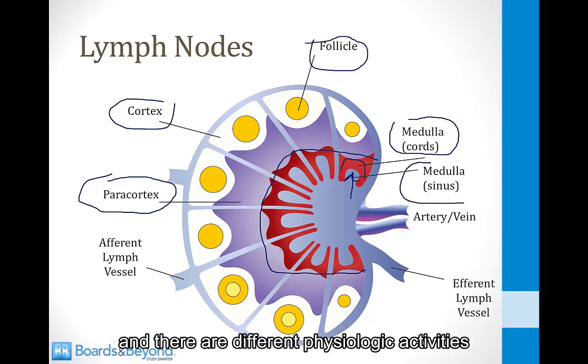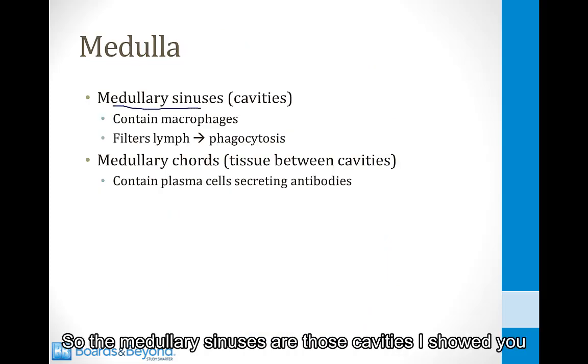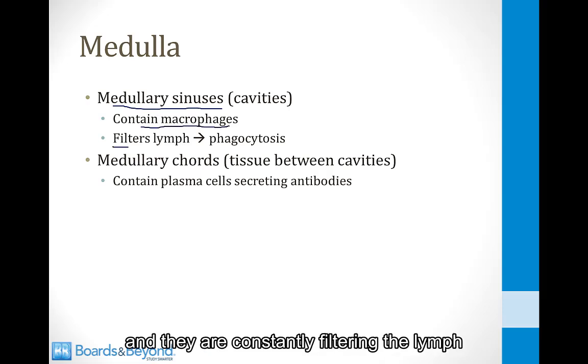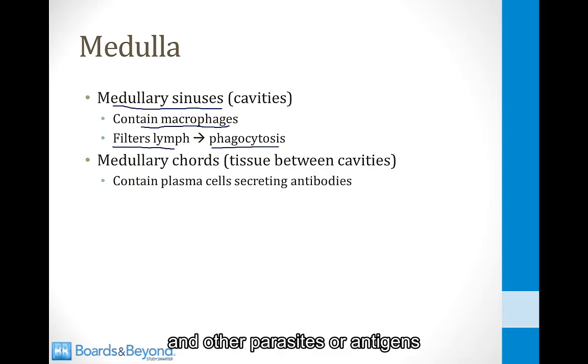And there are different physiologic activities that occur in the cords and the sinuses. So the medullary sinuses are those cavities I showed you, and they contain macrophages, and they are constantly filtering the lymph, and they can phagocytose bacteria and viruses and other parasites or antigens that get into the medullary sinus.